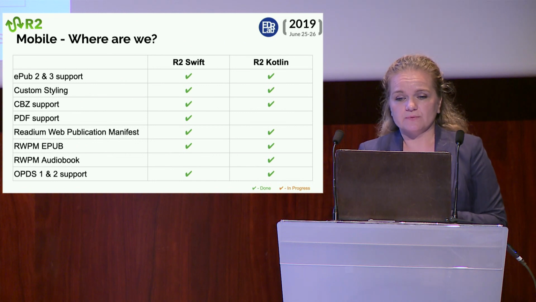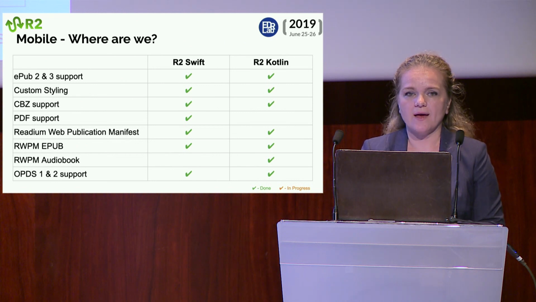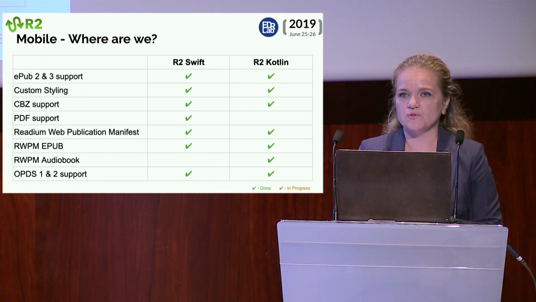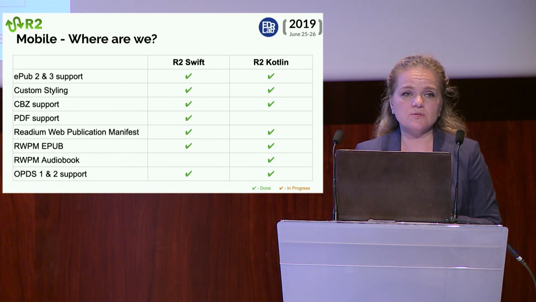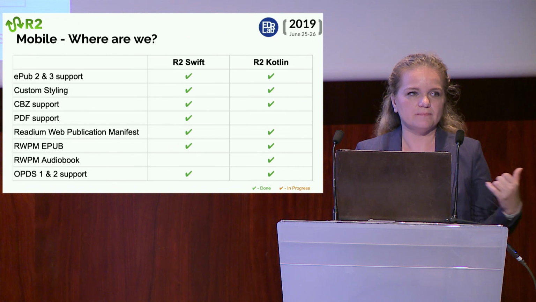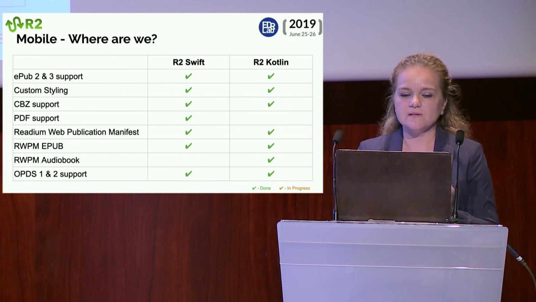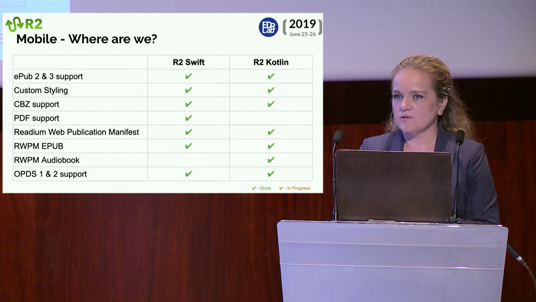In Swift and in Kotlin, we have EPUB 2 and 3 support ready. Custom styling, as I mentioned before when I mentioned Readium CSS, is also ready.